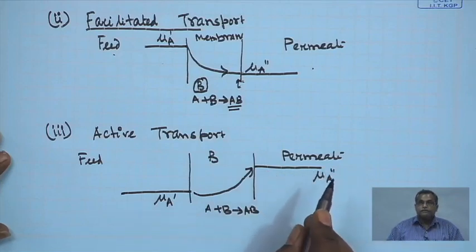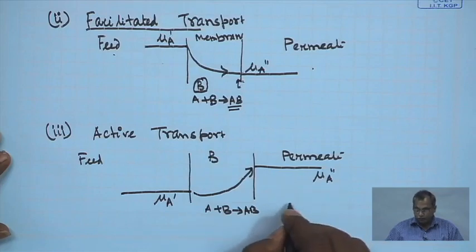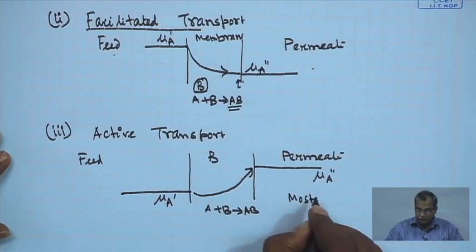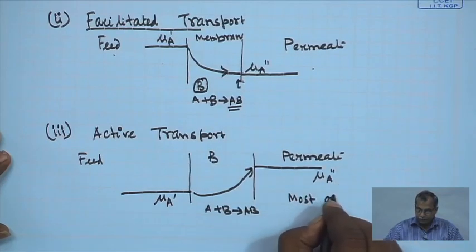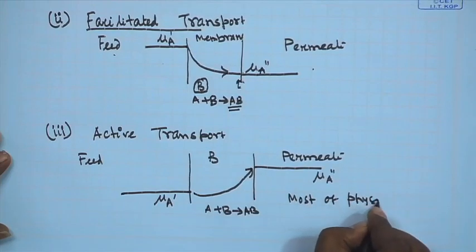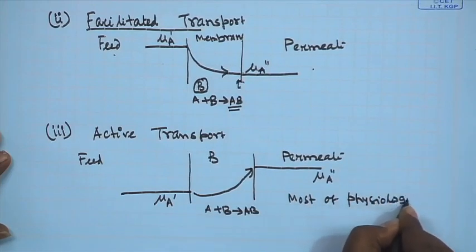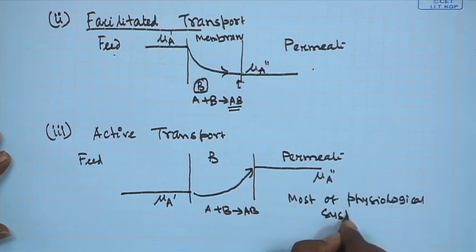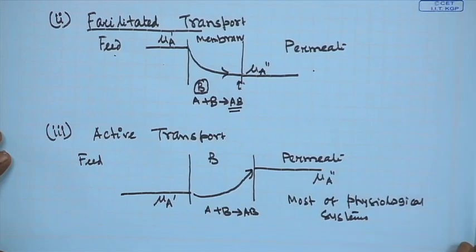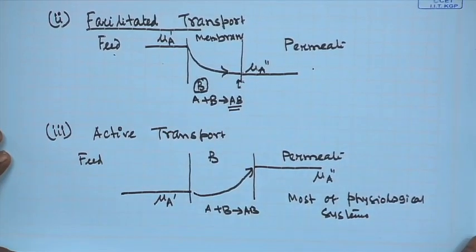So, this active transport is generally occurring in most of the biological systems, in physiological systems. Most of the physiological system, we are having the active transport, and in our membrane based processes, whatever we will be covering in this course, we will be basically looking into the passive transport and the facilitated transport. Okay.